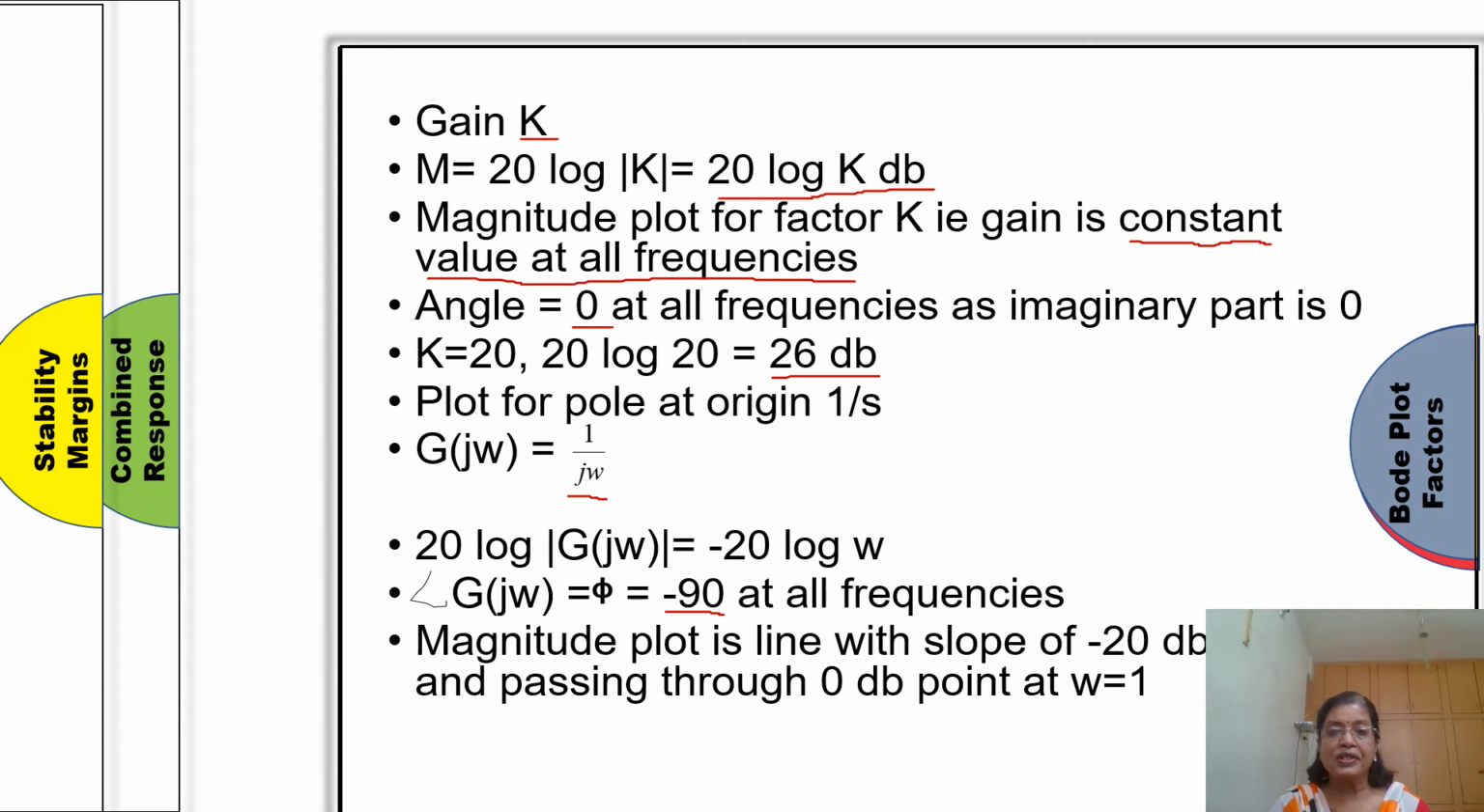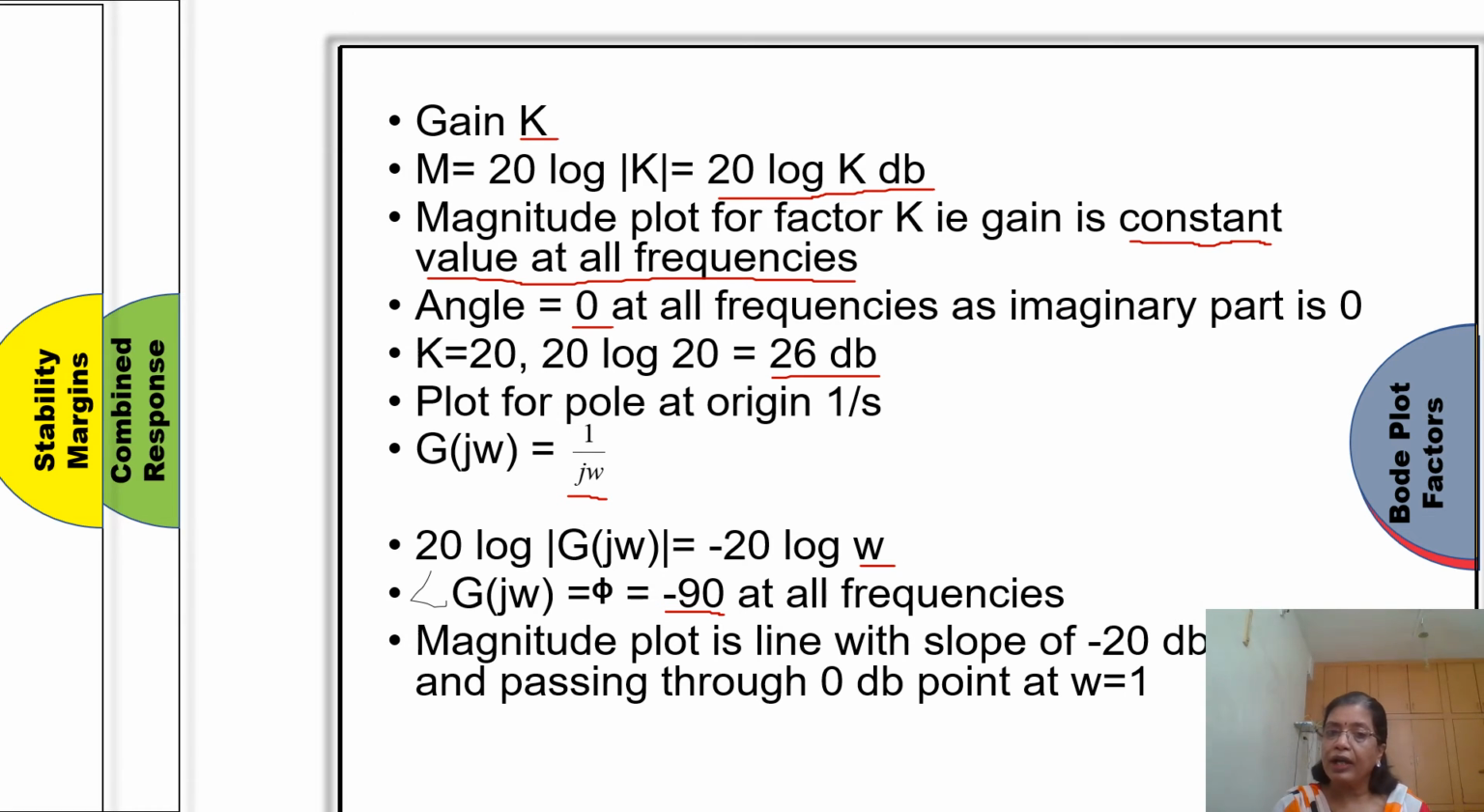Now what happens to this minus 20 log of ω? If I put ω equal to 1, what will happen? 20 log of 1 will be 0, since log of 1 we know is 0. So this will have a value of 0 at frequency ω equal to 1 radian per second. This factor 1 upon jω will have its magnitude equal to 0 when ω is equal to 1.